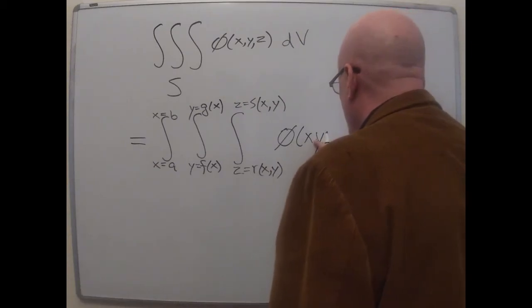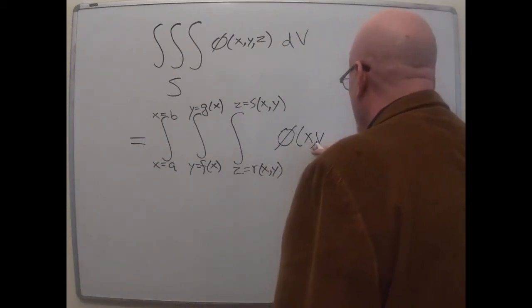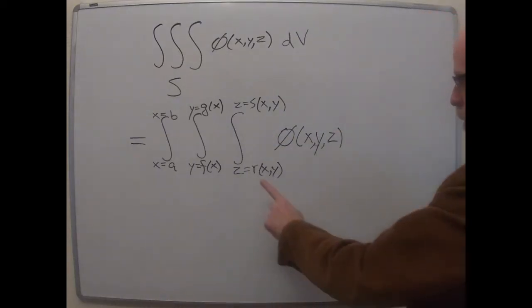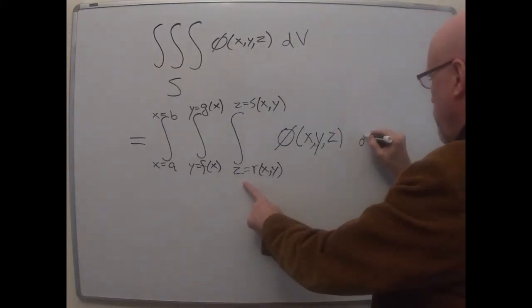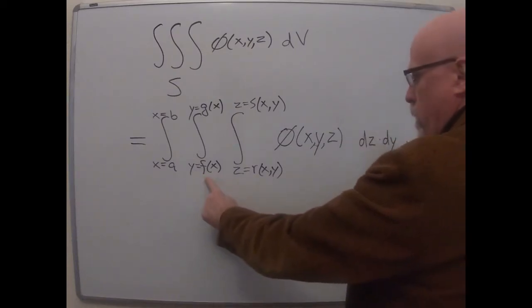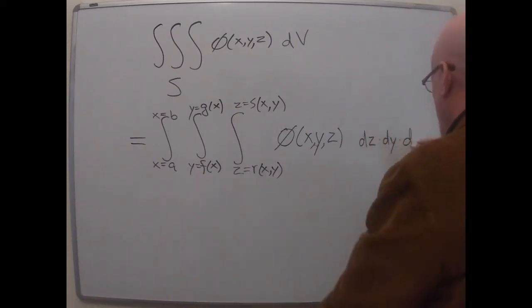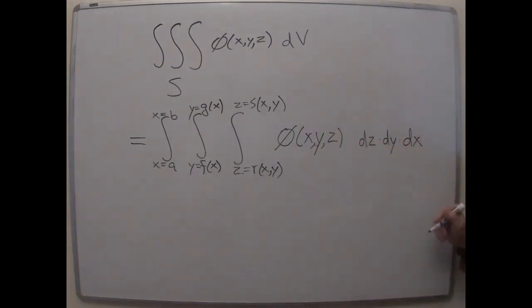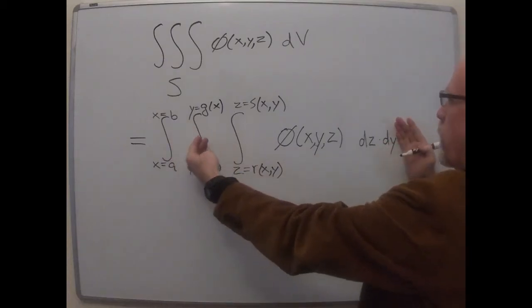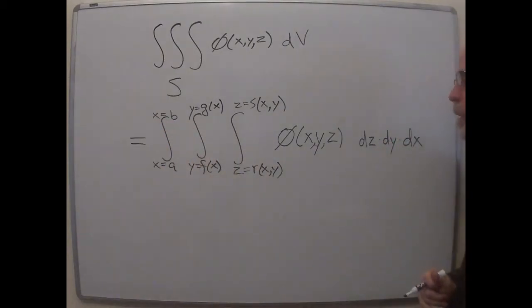Oops, need a comma there. And dv becomes, in this particular one, dz times dy times dx. That is, you just mention those in the correct order, so you can think of this as the z integral, and then the y integral, and finally the x integral. So we looked at that.